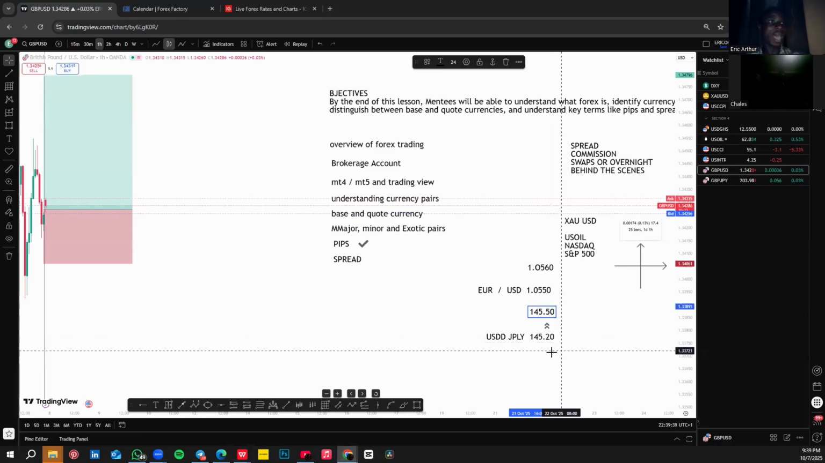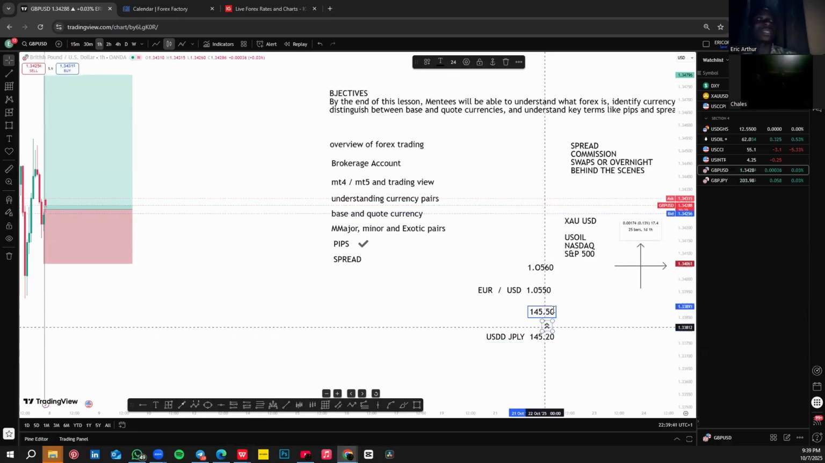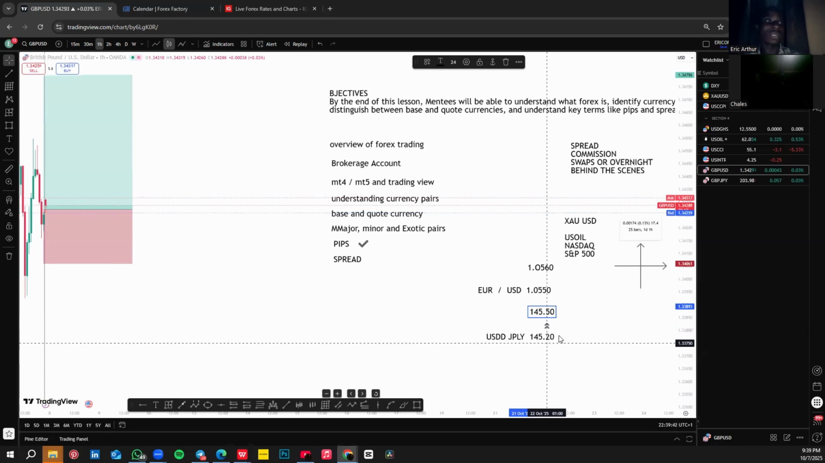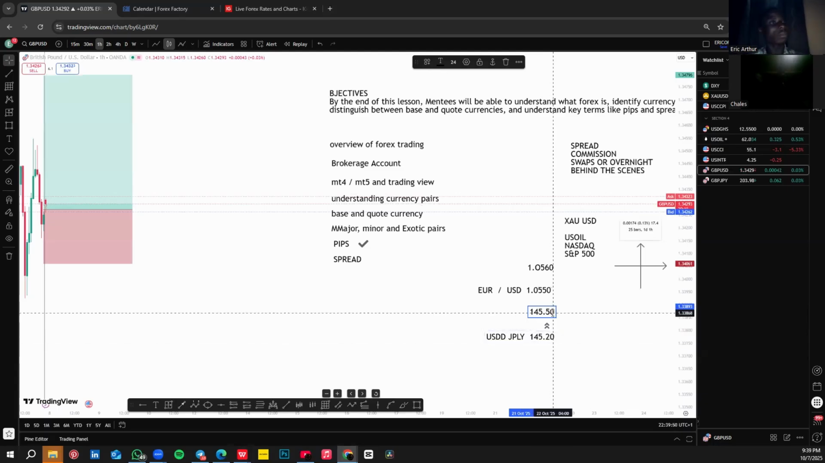So from here now, how do you see the difference? You start counting back from the back. So the difference is 30 pips, because that moved from 20 to 50. You get it?